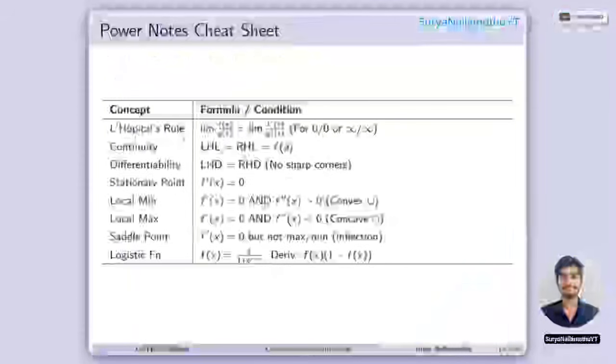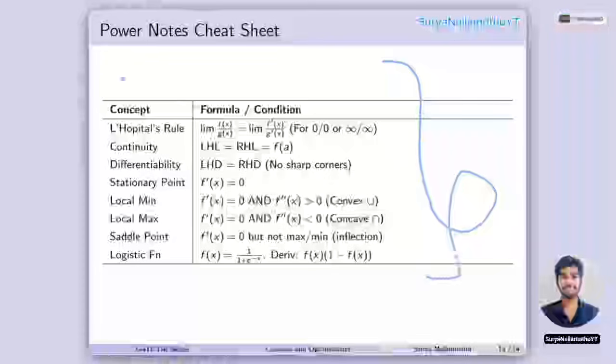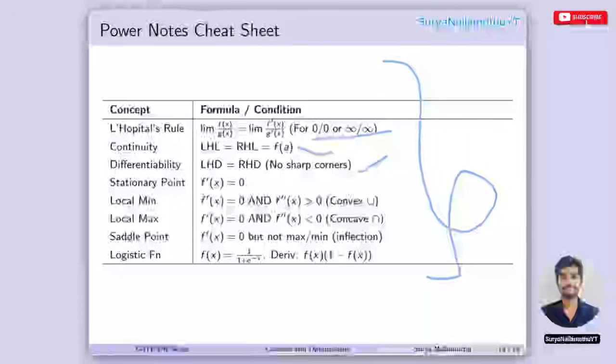Next, here is the cheat sheet for the overall summary. Let us explain that. Here is the formula for the L'Hospital rule: limit of x tends to a of f of x by g of x. You need to remember these are the indeterminate forms. Continuity must follow this rule, and differentiability, meaning there is no sharp edge, must follow this rule also. And for the stationary point, the formula is f dash of x is equal to 0.